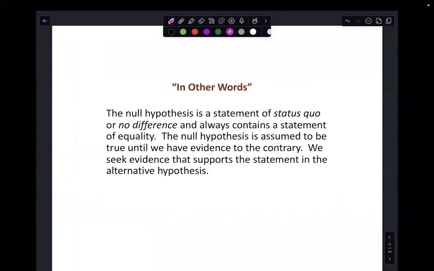Okay. So null hypothesis is our status quo, no difference. It is always true until we have evidence to show it isn't. The null hypothesis is true unless we have evidence to the contrary. We are looking for evidence to support the alternative hypothesis.